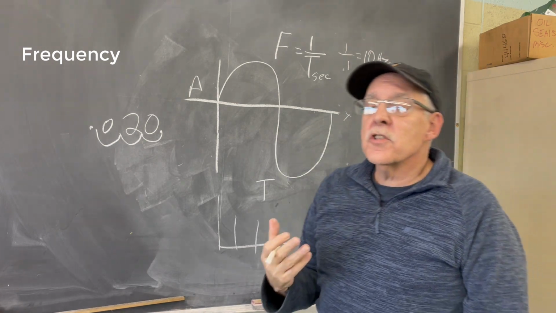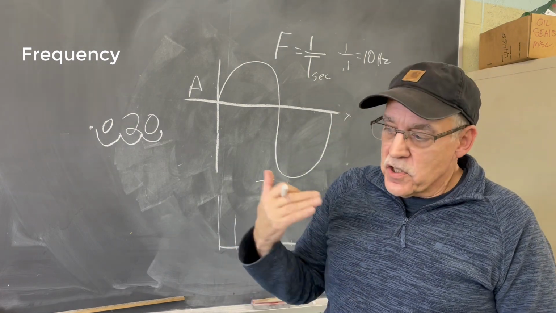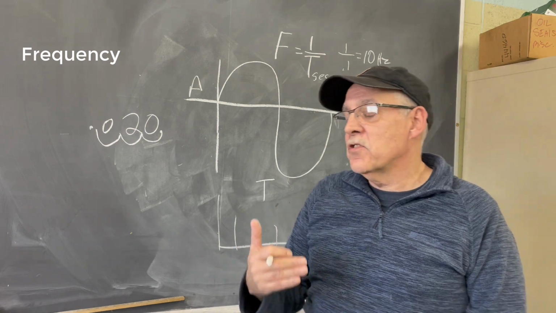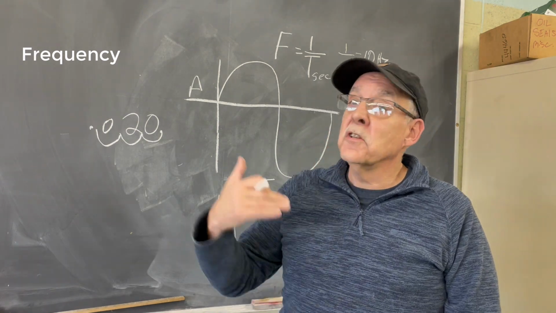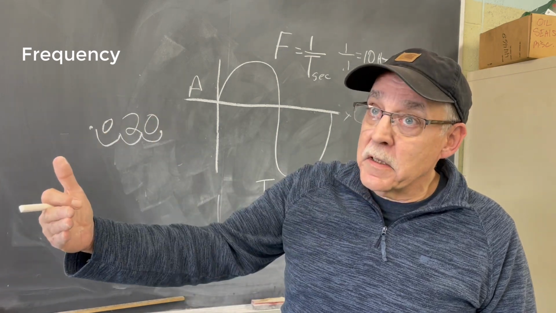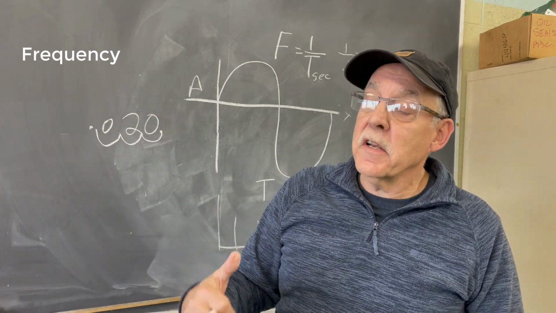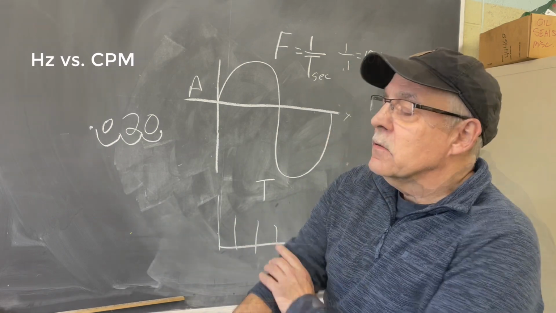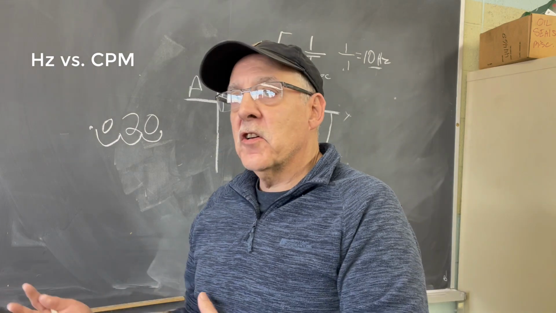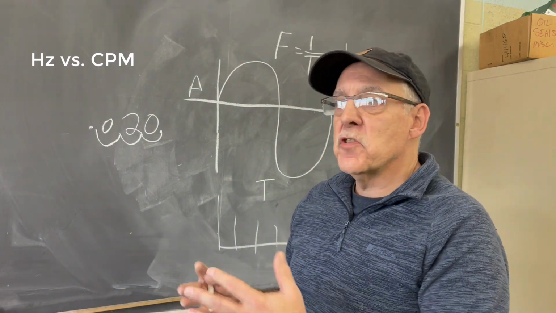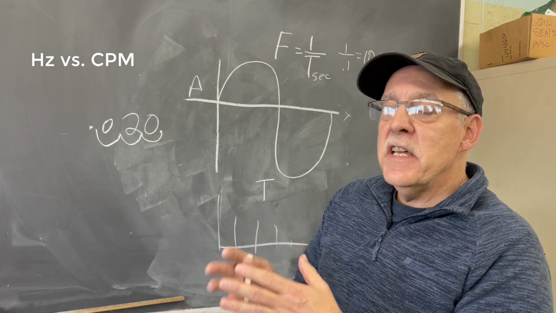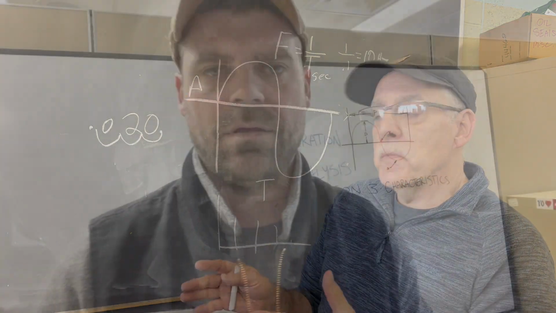hertz. Hertz in vibration is cycles per second. There's cycles per minute, and there's hertz, which is cycles per second. If you want to change cycles per second, which is hertz, to cycles per minute, you multiply by 60. When you want to change cycles per minute to hertz, you divide by 60. Hertz and CPM are exactly the same thing, we just make the conversion. But when you have cycles per minute, it's easier to relate to certain faults.